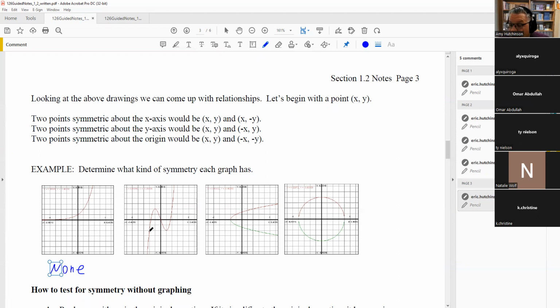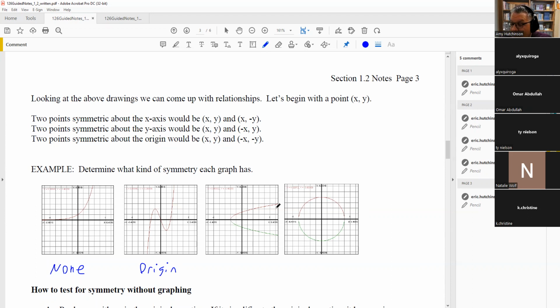Now the next one that I have here, if I look at this drawing, I've got one part that comes up like this and one part that comes down like that. So I have the same thing in opposite quadrants. Same with this. I've got a line going up like this and a line going down like that. That would be indicative of origin symmetry. So this next one has origin symmetry because I've got the same thing in opposite quadrants there. So that's origin symmetry.